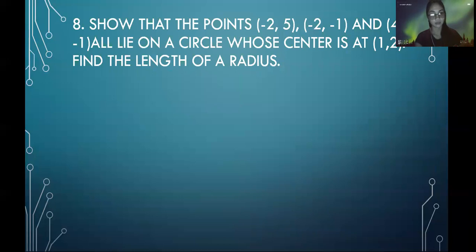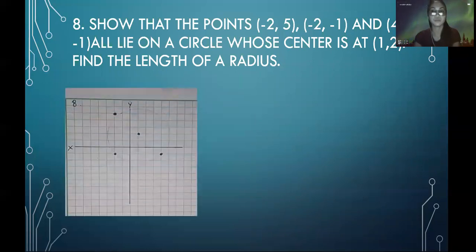Number 8. Show that the points negative 2 and 5, negative 2 and negative 1, and 4 and negative 1 all lie on a circle whose center is at 1 and 2. Find the length of the radius.